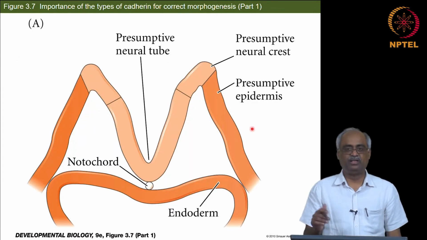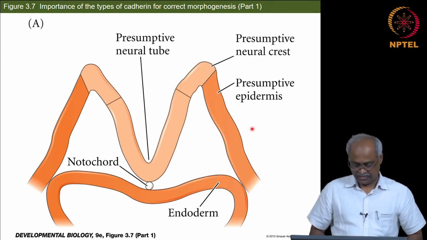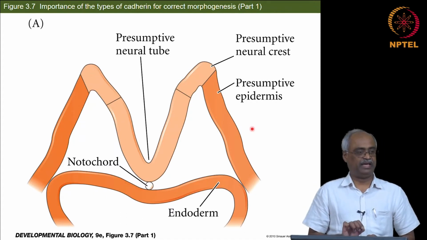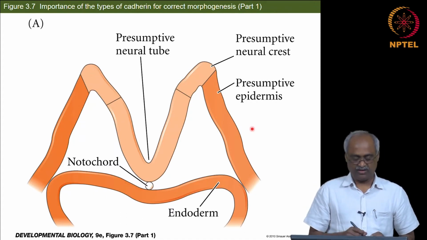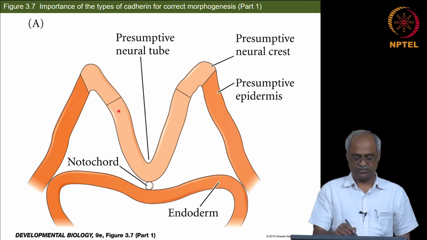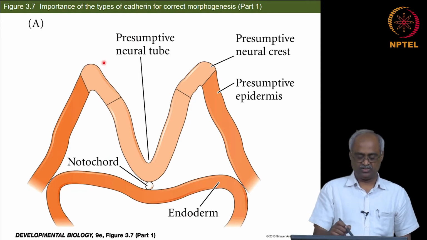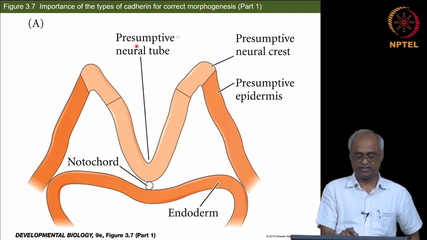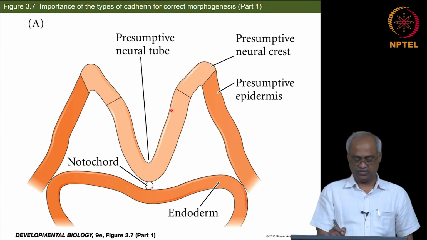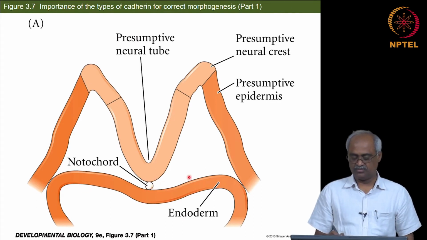So, now we are going to look at some of the specific cadherins and their role. This is a cartoon of the mouse neural tube. This is the neural crest. The neural folds, this and this, are going to come together and form the neural tube. Notochord below, and endoderm. This is epidermis.